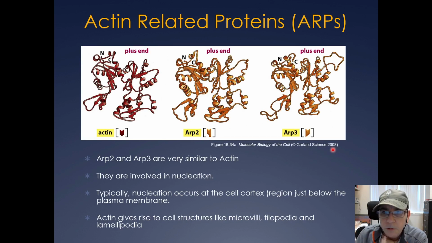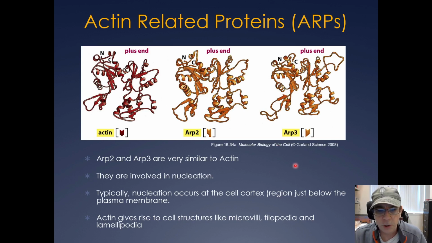Now, just like with nucleating factors with the microtubules like gamma tubulin, actin also has nucleating agents, and they're called ARPs, for actin-related proteins. And here's basically the structure of actin here, and here are two actin-related proteins involved in nucleation of actin filaments, ARP2 and ARP3. You can see that structurally they're very similar, and these are involved in nucleating the actin filaments. And oftentimes the nucleation occurs at the cell cortex.